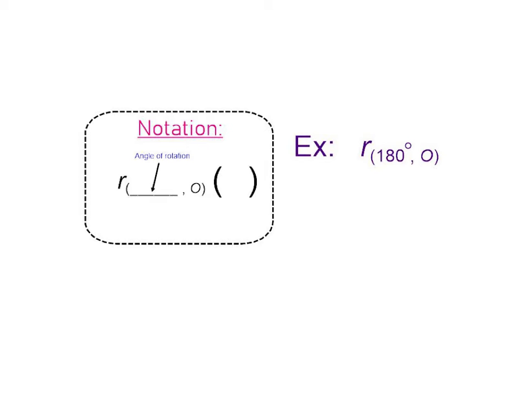So just like we had notation for translations, we have notation for rotations as well. So for a rotation, we always use a lowercase r, okay? This first blank is going to be the angle of rotation. So your options are only going to be 90, 180, or 270. That's all that will go there. This will always be the origin because that's going to be our center of rotation. And then just like before, the parentheses here are going to be the shape that we are rotating.